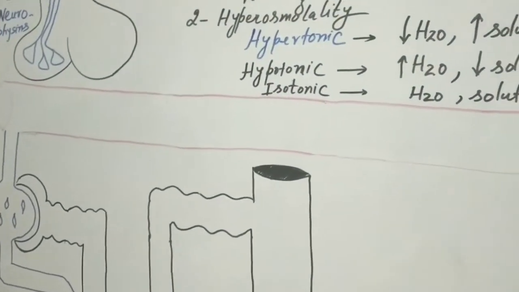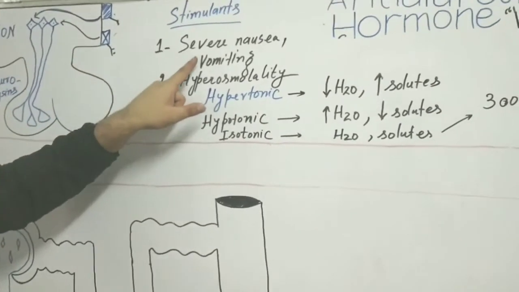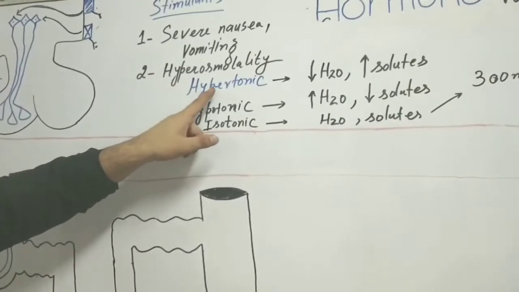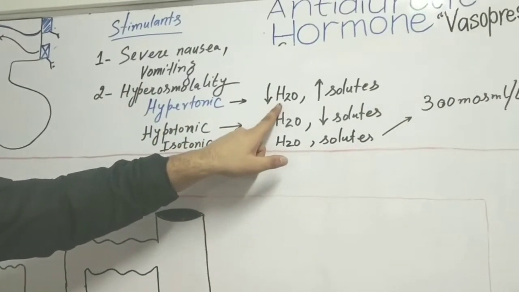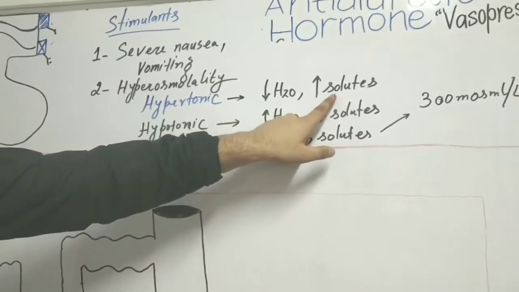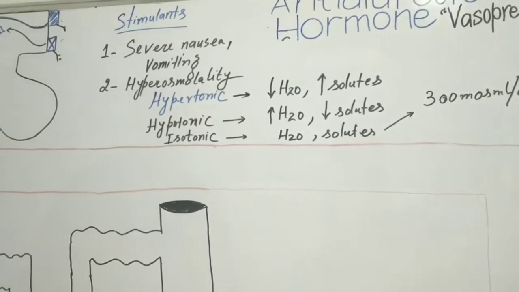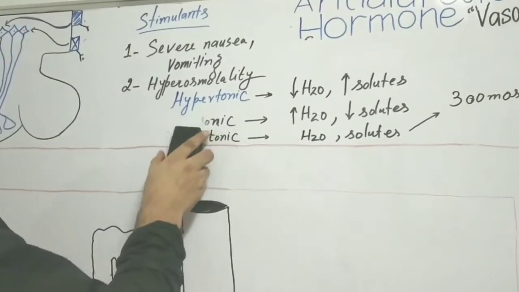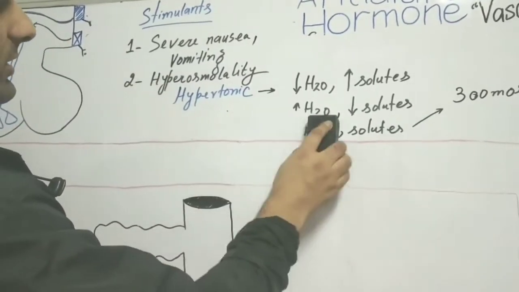Now I told you the first stimulant of the osmoreceptors is severe nausea and vomiting. The second factor is hyperosmolality, which means when there is a lesser amount of water and an increased amount of solutes in the blood. That means a hypertonic solution. This was the second case when the osmoreceptors are stimulated.